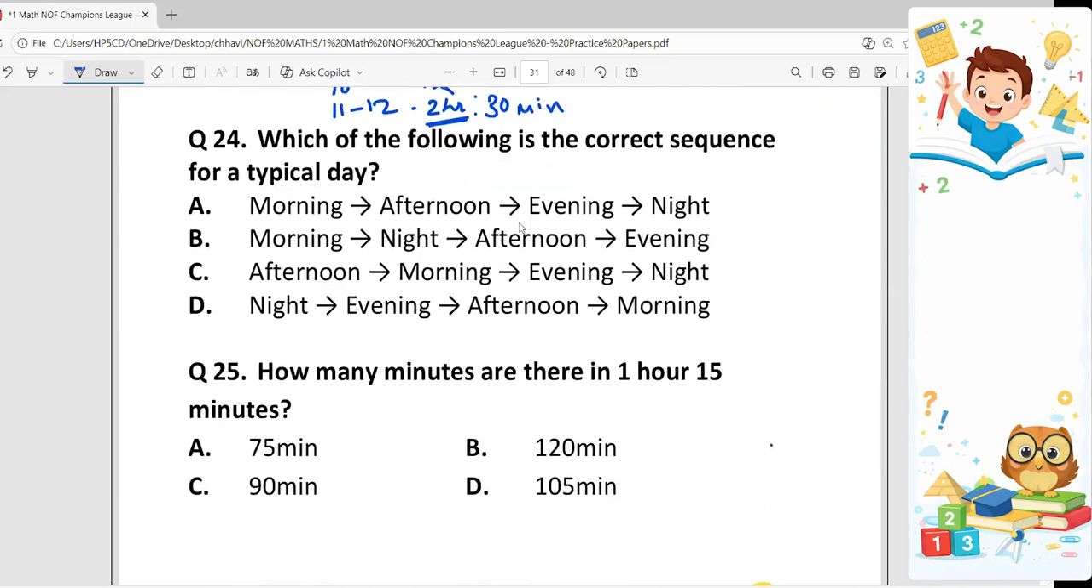24th. Which of the following is the correct sequence for a typical day? Now how does our day start? It is morning, then afternoon, then evening, and then night. Isn't it? Or is it night, evening, afternoon, morning? No, not like this. Afternoon, morning, evening, night? Not at all. Morning and then night and then afternoon? No, no. So what is the correct one? Option A, morning, afternoon, evening and night. Option A is the correct one.